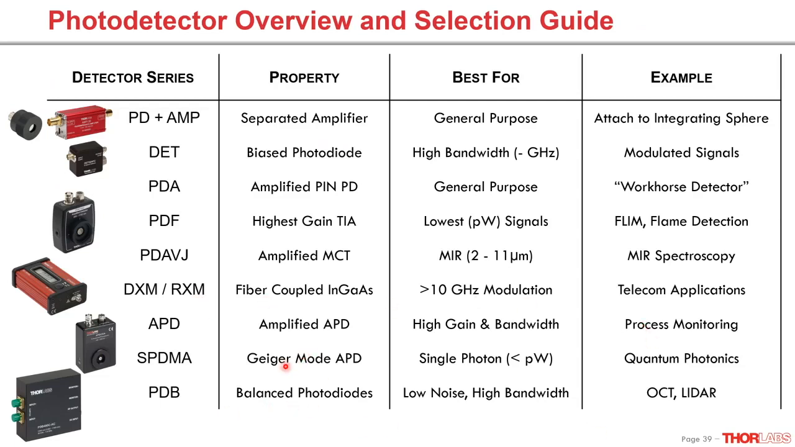As we have seen, the avalanche series with high bandwidth and high gain is for process monitoring, for example, or other low light, high speed applications. Or the single photon counting series, for example, for quantum photonics. And to finish, the balanced detector series, a whole range of balanced detectors for maximum noise suppression.